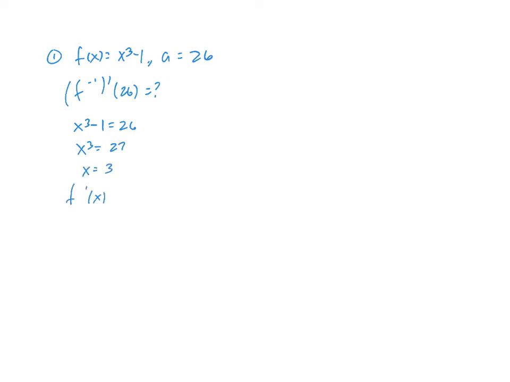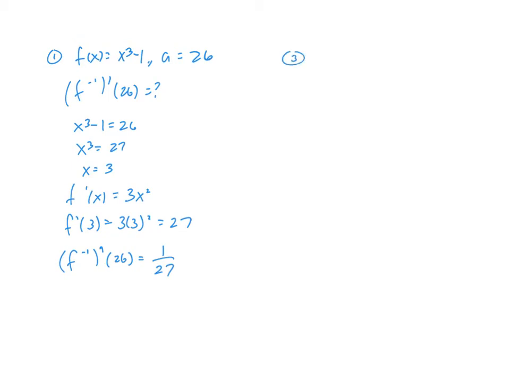Okay, question 1. They give us this function, and a is 26, and in the directions they ask us to find the derivative of the inverse at 26. So first let's find that x value. So x cubed minus 1 should be 26. So x is 3. Then our derivative is 3x squared. That's it. We plug in our x value. So our derivative of our inverse at 26 is 1 over 27.